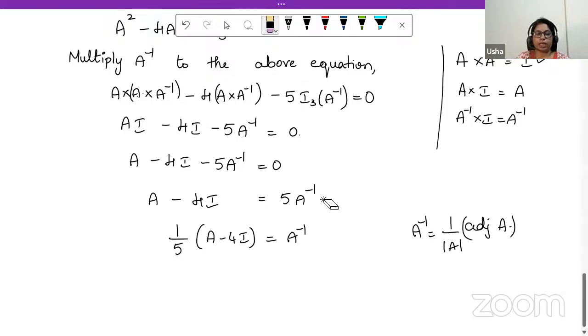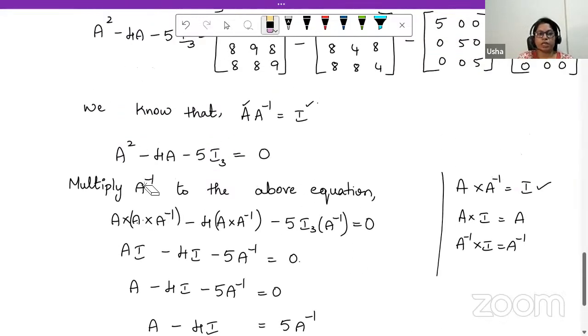Another way of finding A inverse is using the Cayley-Hamilton theorem. This is your characteristic equation. Once you get this equation, this is using the Cayley-Hamilton theorem. Let us now discuss the Cayley-Hamilton theorem. So we find an equation which is equal to 0. Here they have only given the equation. They asked us to show that it is 0.